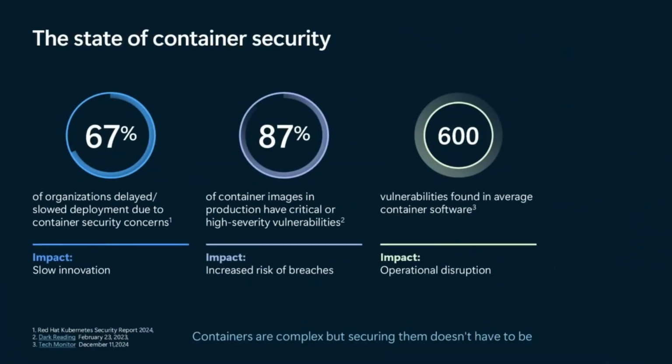And if you need more justification on why we should give so much attention to container security, just look at those numbers. 67% of organizations have delayed deployment due to container security concerns. This slows down your organizational innovation and time to market. 87% of container images in production contain critical or high severity vulnerabilities, putting organizations at increased risk for breaches. And this outrageous number: on average, every container image has around 600 vulnerabilities.